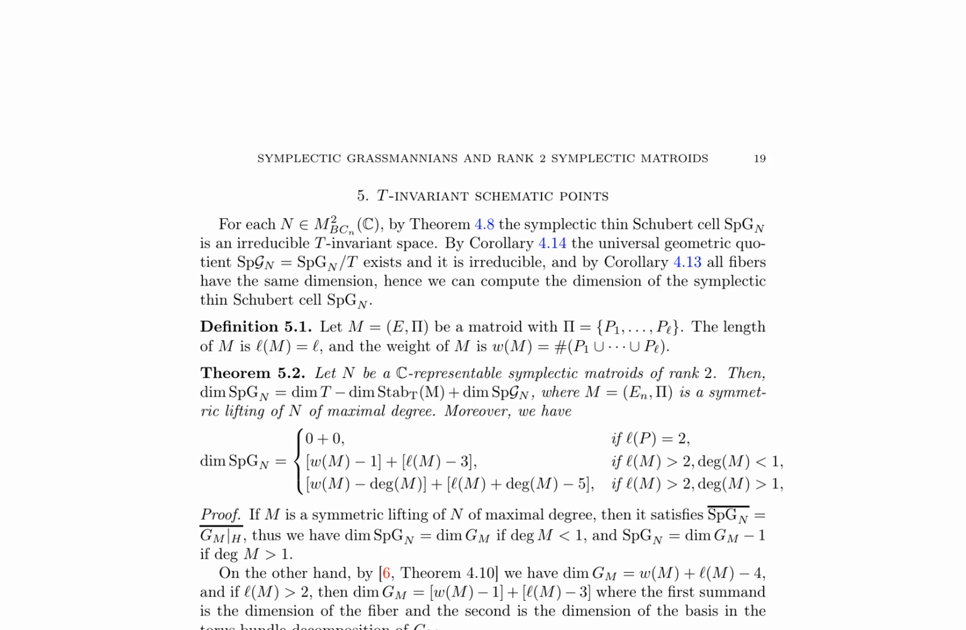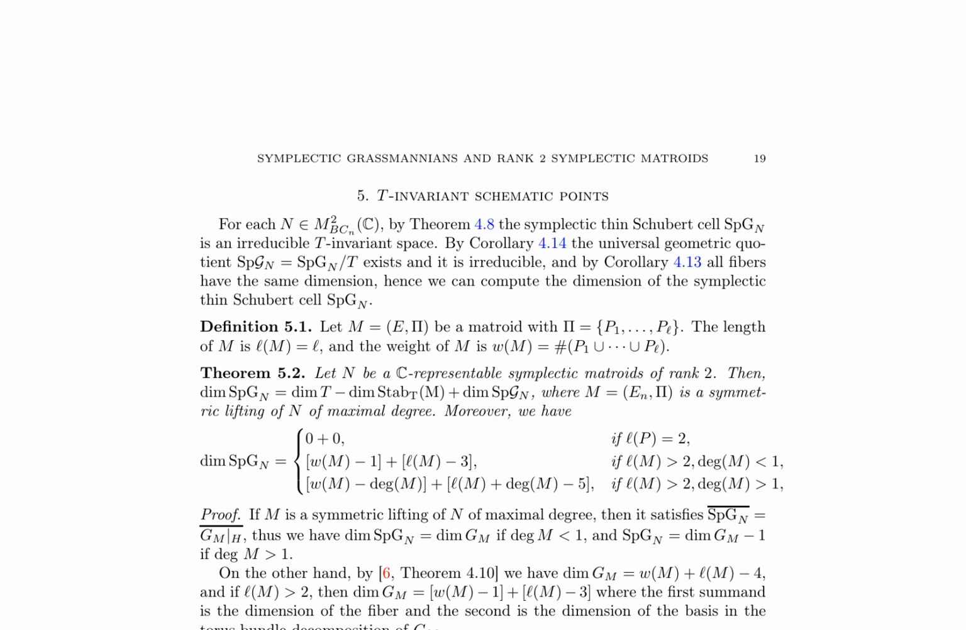The authors delve into the concept of T-invariant schematic points, focusing on the symplectic thin Schubert cell SPGN, which is an irreducible T-invariant space as per theorem 4.8. They calculate the dimension of SPGN using corollary 4.14 and corollary 4.13, which state that the universal geometric quotient SPGN, T exists and is irreducible, and all fibers have the same dimension, respectively.